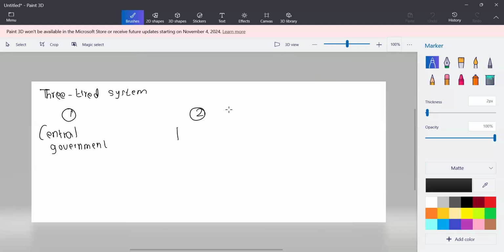Provincial council. And number three is the third level, which is local authorities. Three levels are there. Is it clear now?